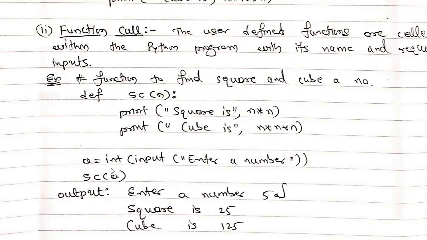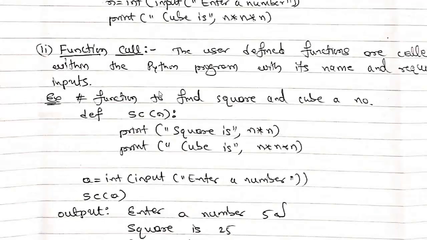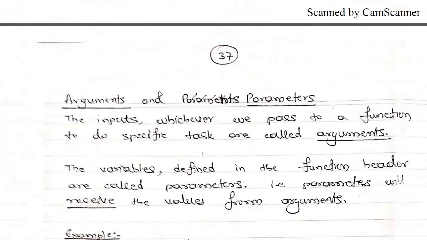Then this is the Python main program. I read a number, and I pass it to SC. If you enter 5, 5 will be stored in A and passed to N. Square is 5 into 5, 25, cube is 125. This is what we call function call. This is the function definition. If you get a question on function in the exam, if you explain like this, the evaluator will be happier. Then you get very good marks in the examination.